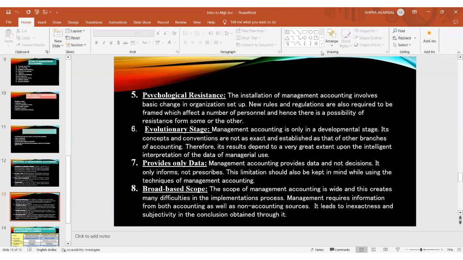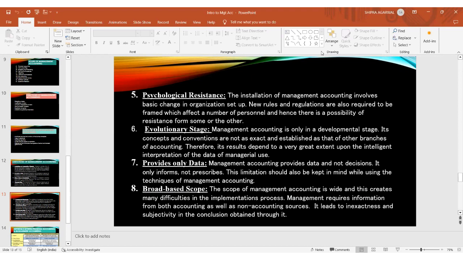They do not want this. They do not want any new rules and regulations. So as a result, there is a possibility that they will resist and they will not like this to be implemented in the organization. Sixthly, it is still in the evolutionary stage if I talk about the Indian scenario.